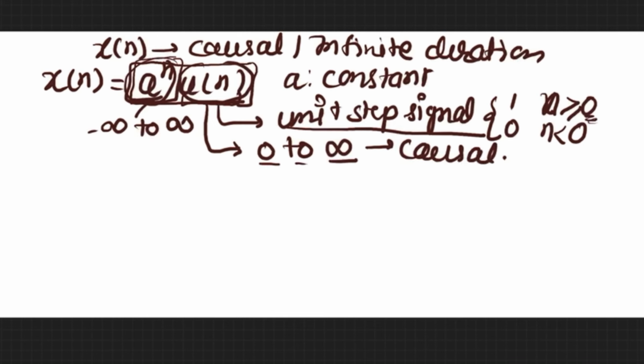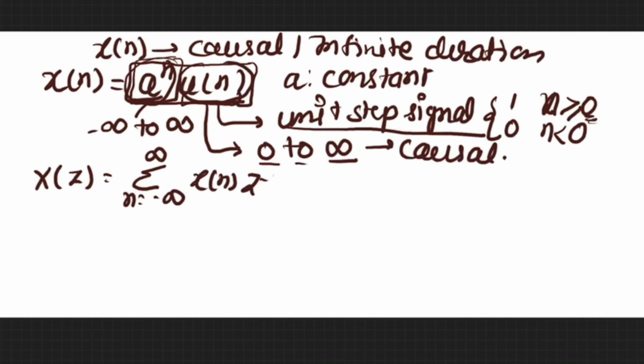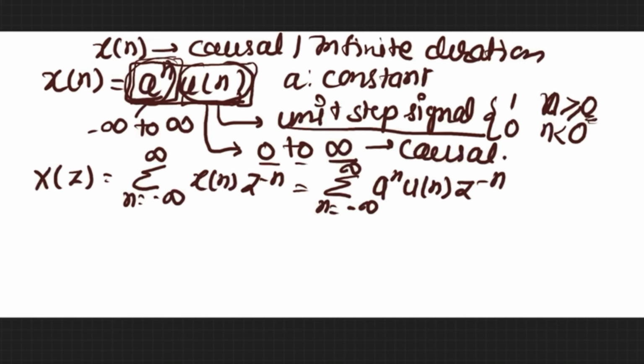Now, for getting the Z transform of this signal, we will use the standard Z transform formula, that is summation from minus infinity to infinity x[n] z to the power minus n. Now, we will put the value of x[n], our signal, in this equation. So, we will get a^n u[n] z to the power minus n. Now, this unit step signal exists from 0 to infinity. So, now our range of summation will change. It will become summation from n equals 0 to infinity.